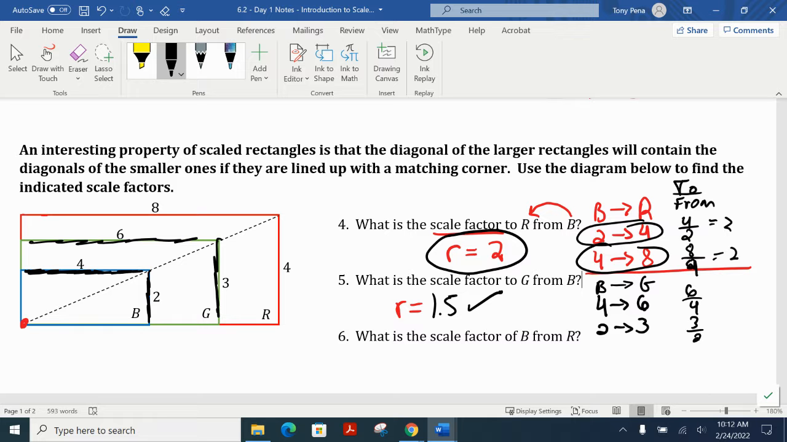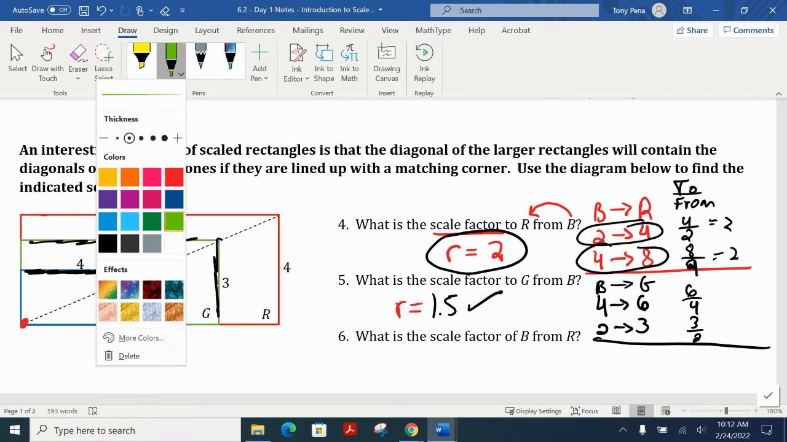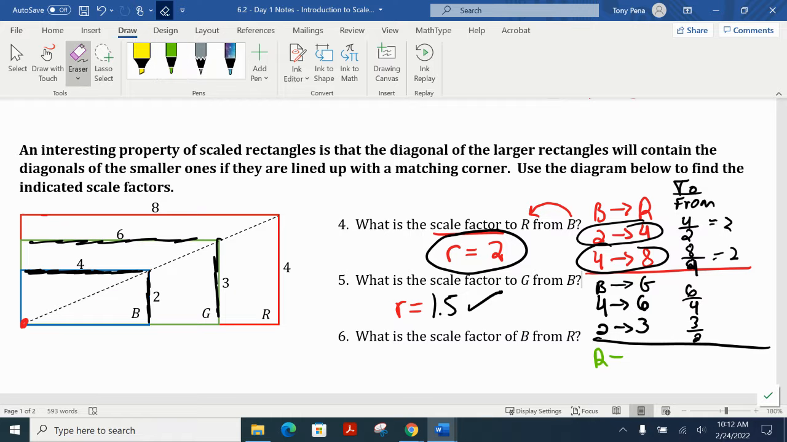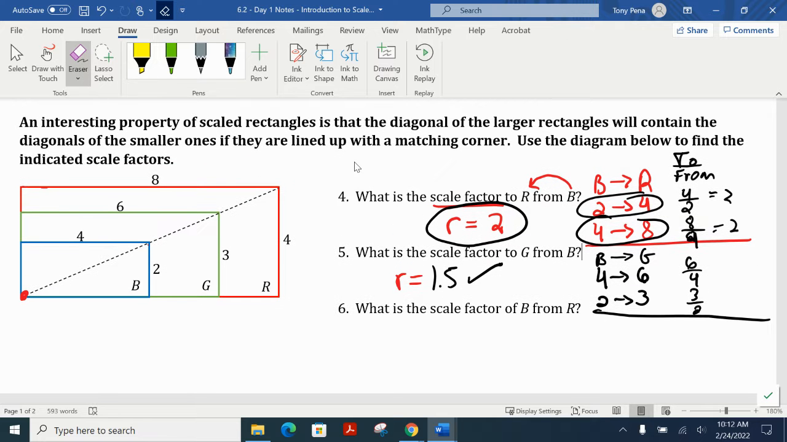All right, do 6. We want to get 2B from R. There's a couple different ways to approach this one. This one should be nicer.